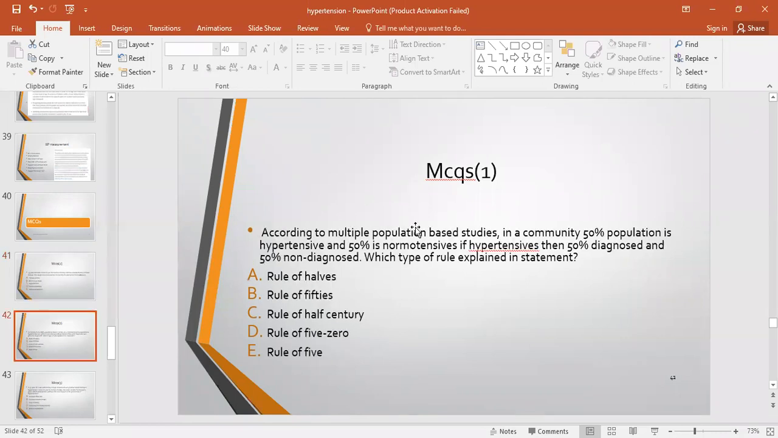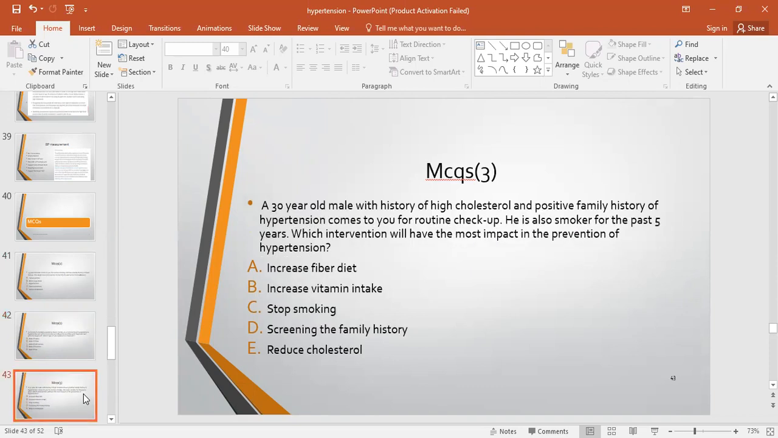According to multiple population-based studies in a community, 50% of the population is hypertensive and 50% is normotensive, and of the hypertensive, 50% are diagnosed and 50% are non-diagnosed. Which type of rule is explained in this statement? Rule of half, rule of 50s, rule of half century, or rule of alpha? Alpha is the right answer. Rule of halves.